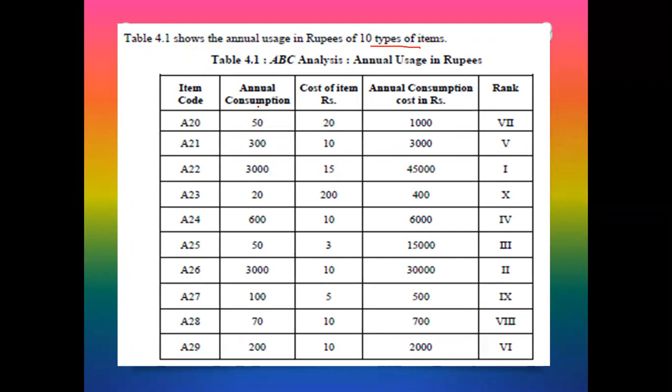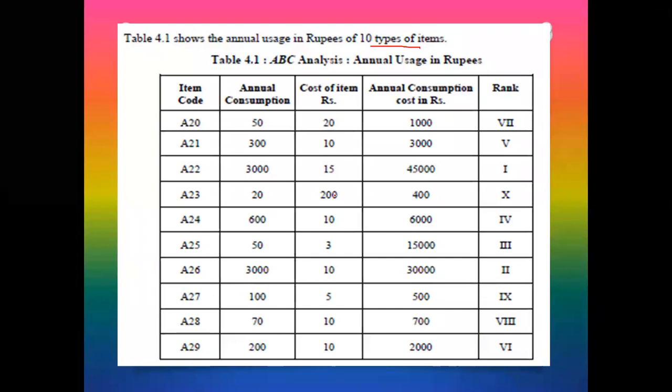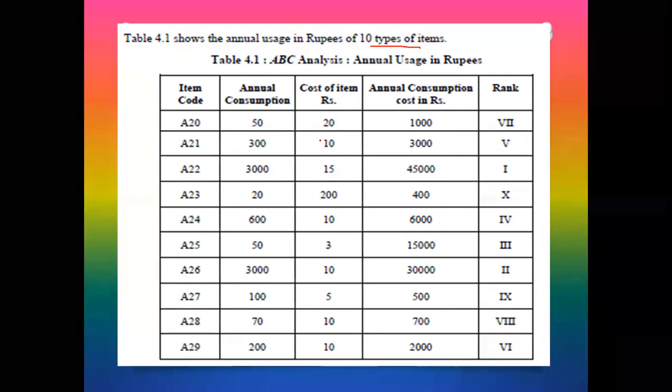Then see the annual consumption of A20, 50. So yearly we are consuming 50 items. A21, 300 items. A22, 3000 items. Like this up to A29, this is the annual consumption of the item. Next, what is the cost of the item? A20 cost is 20 rupees. A21 cost is 10 rupees. A23 is 23 rupees. Like this, the cost changes across the codes.